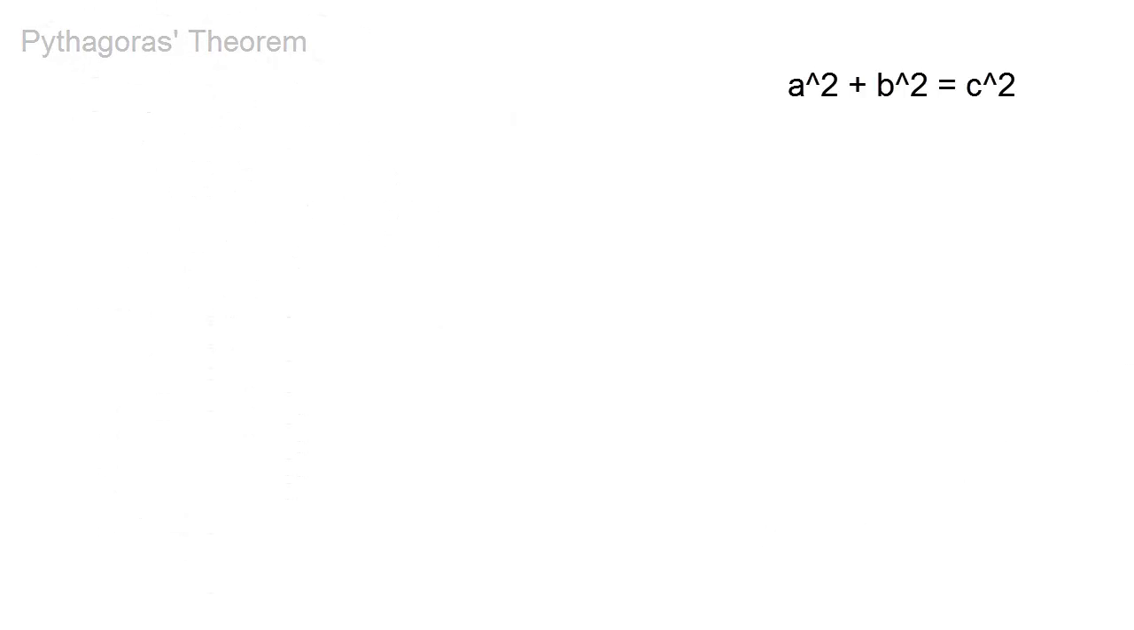Now, let me give you an example to do. So, we have a right-angled triangle here, with sides of length 6 and 7, and you need to find the longest side here. So, pause the video and give this problem a try.